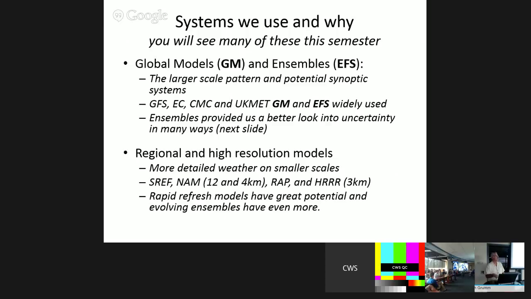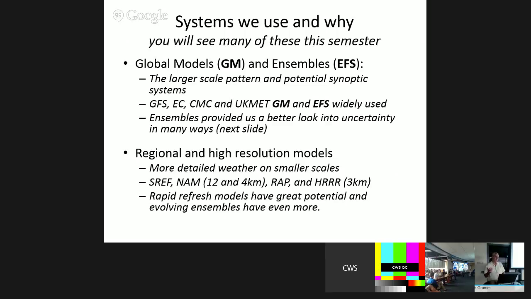There are a lot more, actually. The Australians, the Japanese, the Koreans. A lot of people run global models. CPTEC in Brazil has a deterministic run, a control run, and then the ensemble forecast system. And the longer out in time you forecast, the more likely you should be using one of these anyway to deal with the uncertainty issues, because they really provide us a better insight into the uncertainty, which we'll look at briefly as an example coming up here.